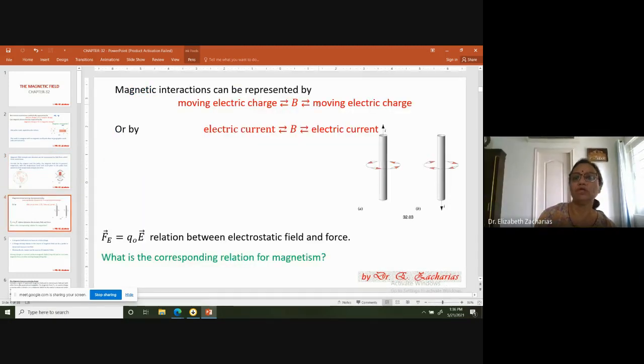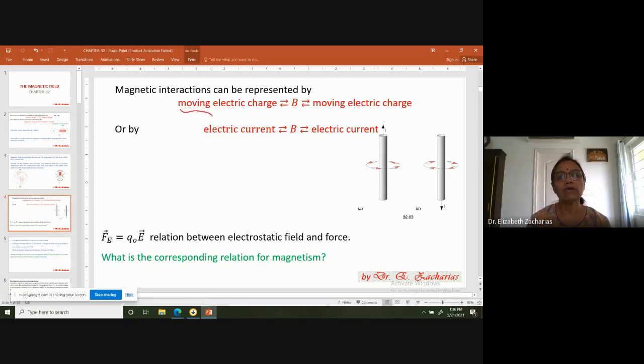Okay, so now you know that you cannot write something like a magnetic dipole and a magnetic monopole interacting via a magnetic field. That you cannot. But instead, magnetic interactions can be represented in this particular fashion.